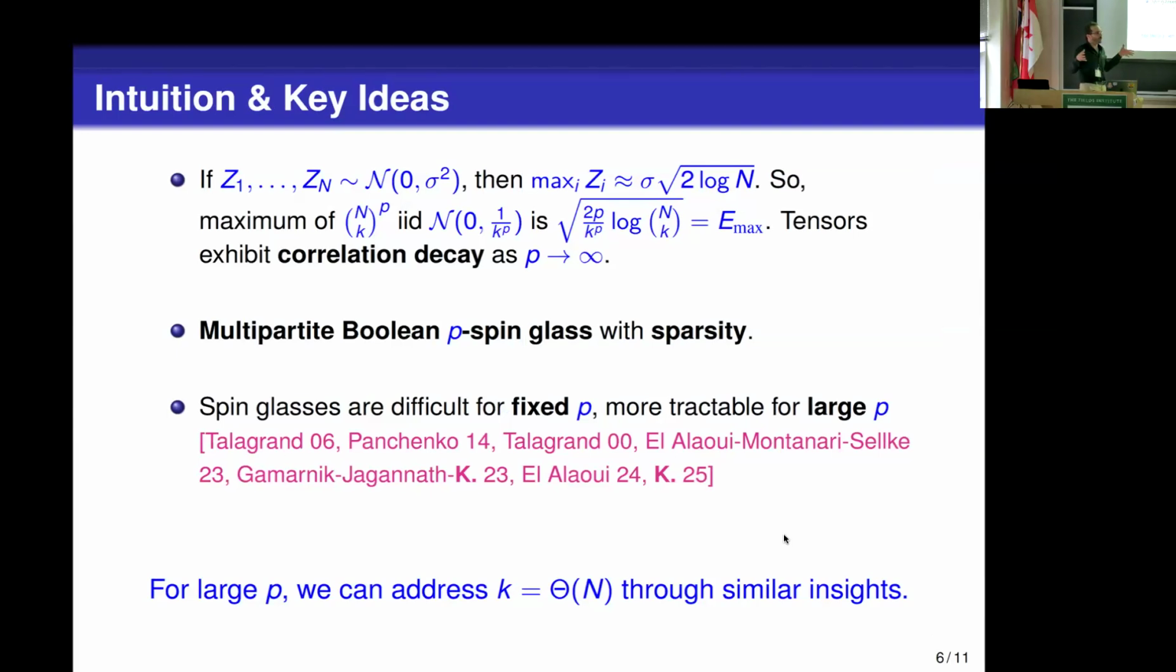Well, the tensors, as p grows, exhibit correlation decay, but I won't get more into that. This is also what physicists would call a multipartite Boolean spin glass, with Boolean spins, not Ising spins. But there's a sparsity constraint because I'm taking along each mode only k directions as opposed to all n. There's a recent line of work by Ahmed El Alaoui, Andrea Montanari, and Mark Sellke, as well as David Gamarnik, Aukosh Jagannath, and myself, which is mainly on the shattering phenomenon in these models. It shows that even though these are difficult for fixed p, they become far more tractable for large p. You can basically use augmented second moment arguments to get pretty sharp results, and this seems to be the case here as well.